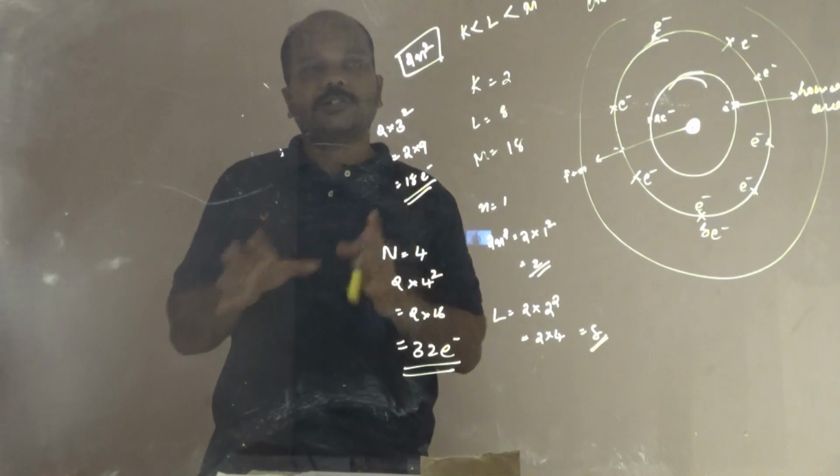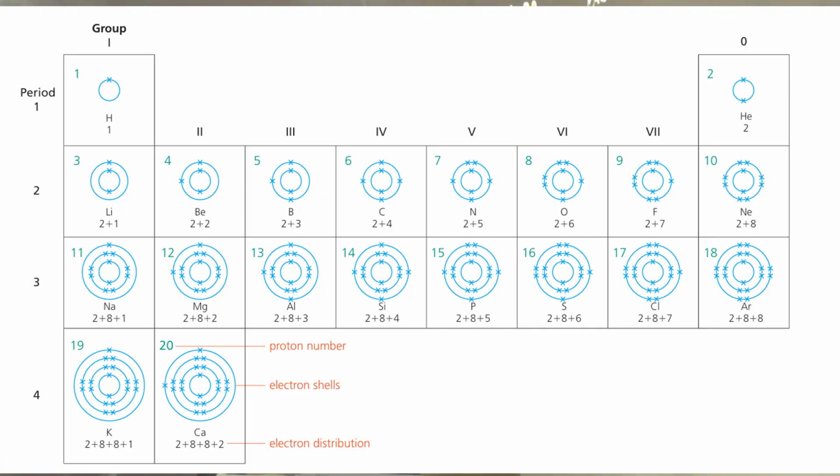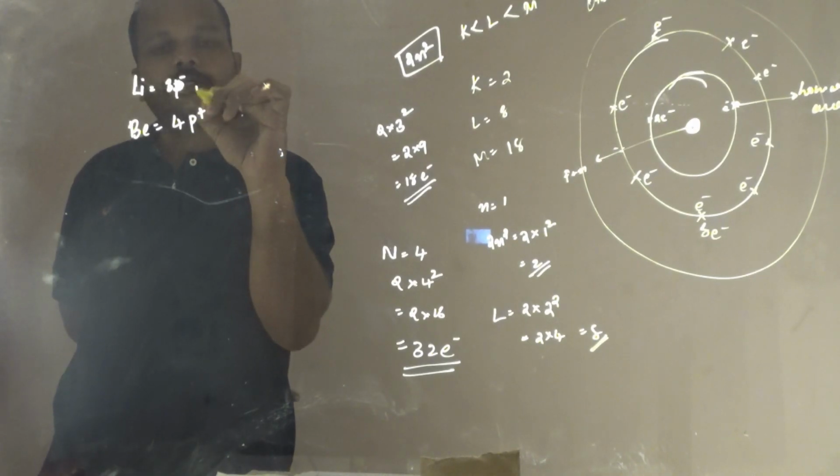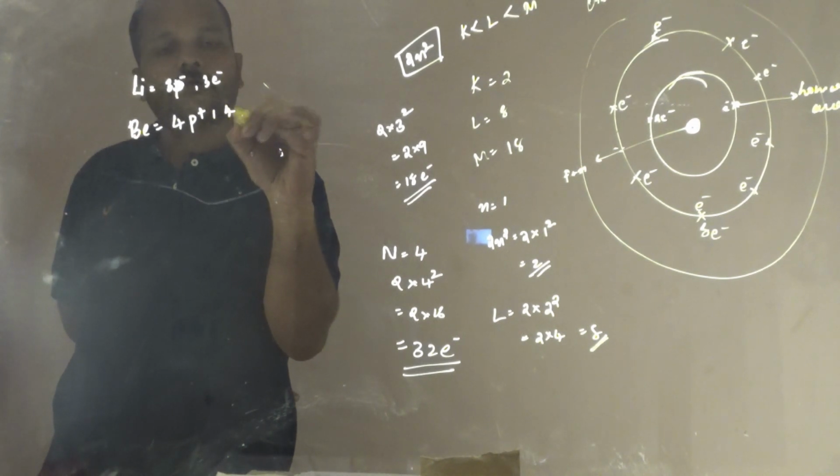Now we will see the electron shells for the first 20 elements. First we will see the second period. Lithium has three electrons and three protons. I will write the proton number. Beryllium has four protons and four electrons.